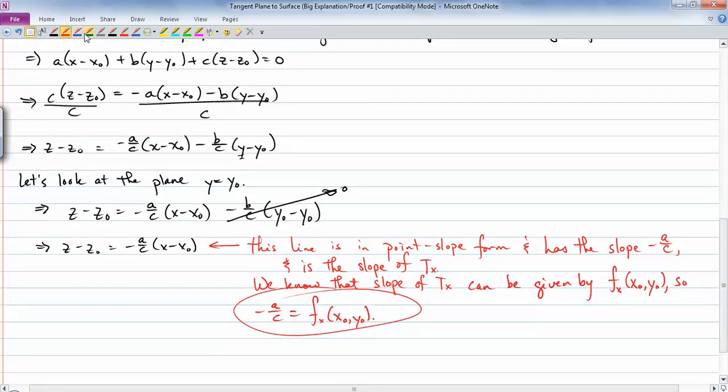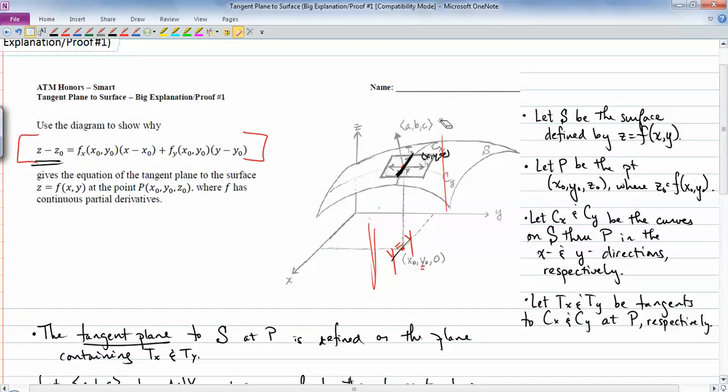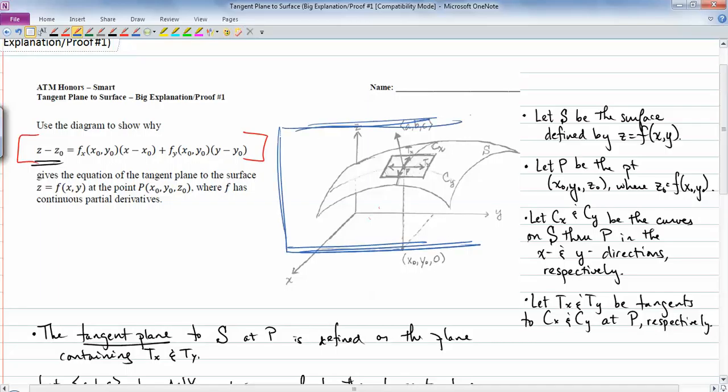Now similarly, we can do the same thing going this way instead. If we look at the x equals x naught plane instead, then I'm chopping through this surface and I'm cutting right through this part of the surface and right through t sub y on that tangent plane.